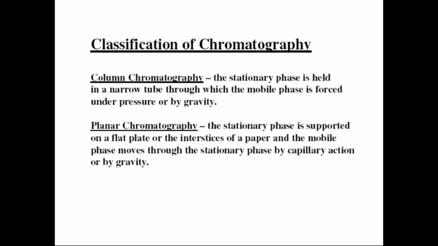So the difference between column chromatography and planar chromatography is that one uses a filled column, the other a flat plate. Common to both is that the separation can occur by gravity, but the difference is that in column chromatography we can also cause separation by using pressure, that is using a pump, whereas in planar chromatography we never use a pump, but it occurs through capillary action.